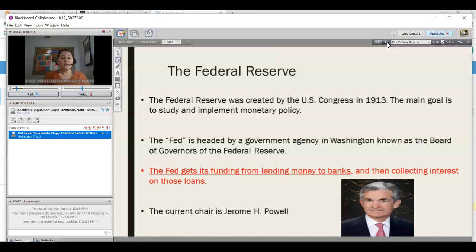So the current chair is Jerome H. Powell. There is his picture right there. He is currently in the seat as head, I guess you could say head person, of the Federal Reserve.